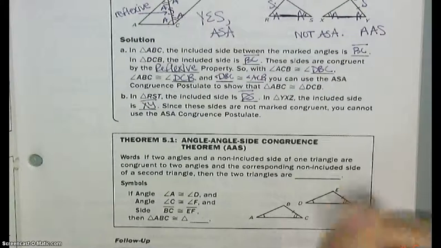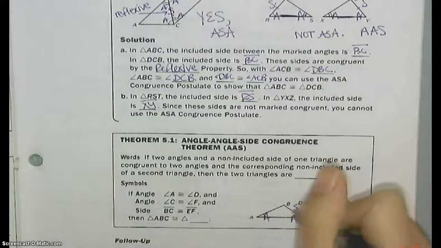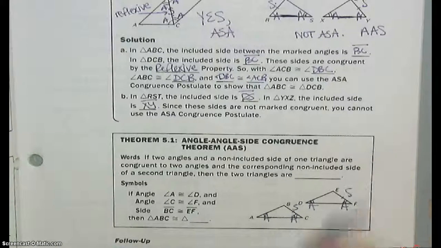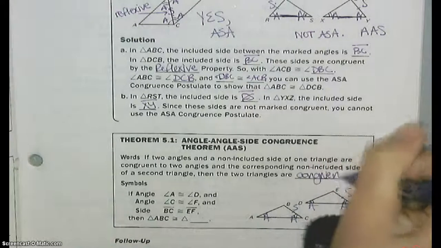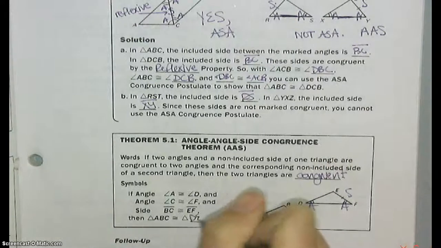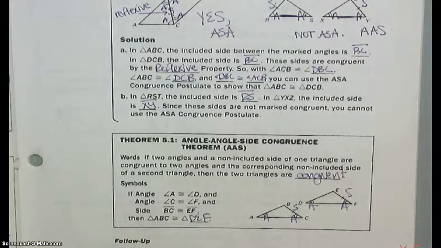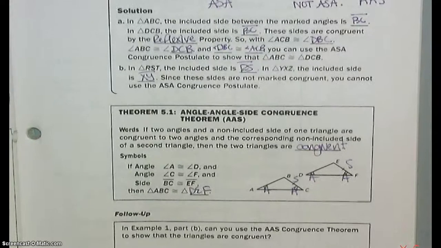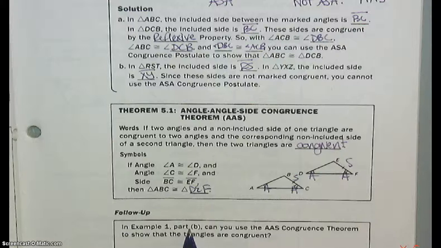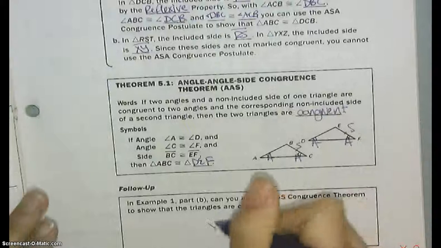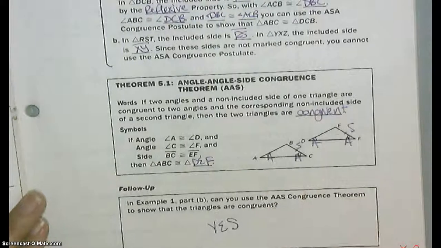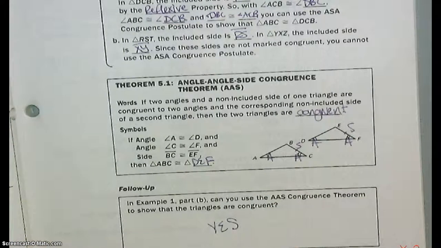So here we've got two angles, and the side is not in between them. Side is out here. It's not in between. That's the difference. But it still works. ABC is congruent to DEF. The follow-up says, in part B, can you use angle, angle, side? Well, that's up here. Yes, that is definitely angle, angle, side, because the side is not in between.